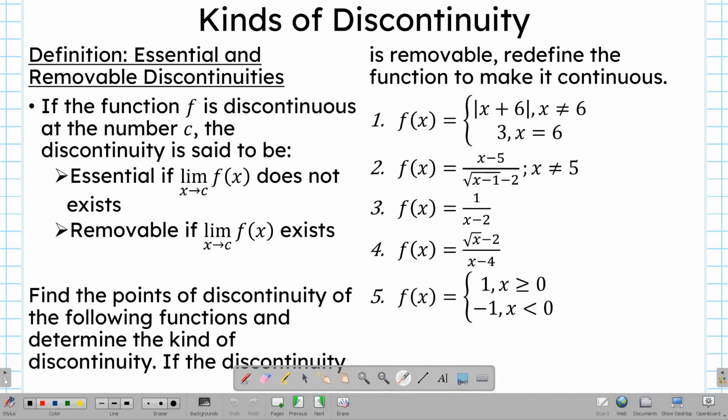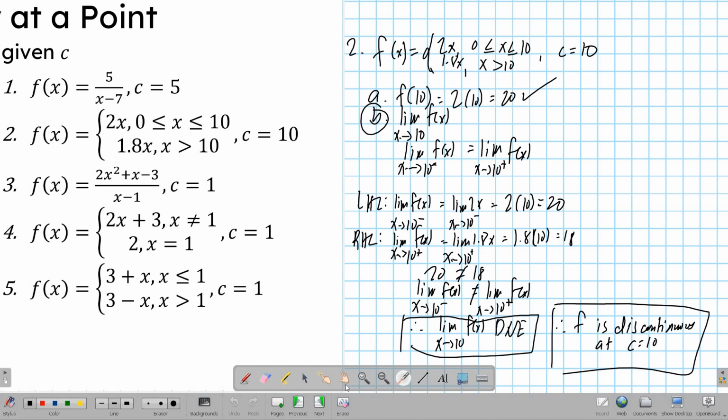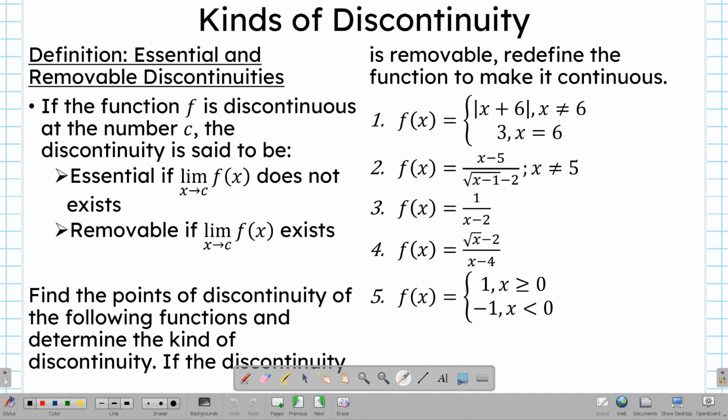Now, if the limit of f of x as x approaches c does not exist just like this example here, then that kind of discontinuity is what we call an essential discontinuity. However, if the limit of f of x as x approaches c exists, it's just that it's not equal to f of c, then it's what we call a removable discontinuity. For example, let's look at number 1.